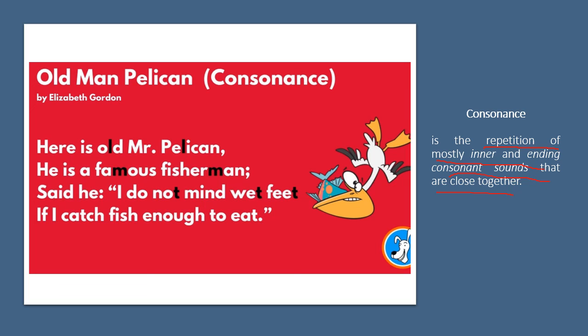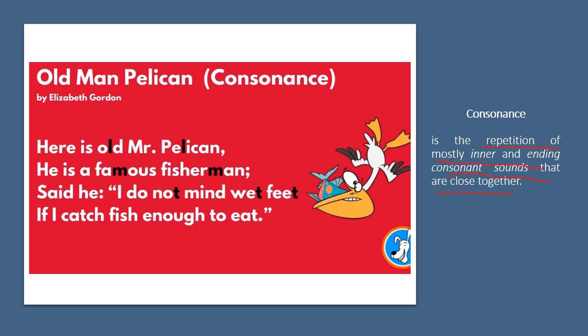Okay, so in alliteration, the repetition of the consonant sounds is at the beginning of the word, right? But here in consonance, it is usually in the center or inner part of the word. Like, for example, the word old, we have the letter L, and in Mr. Pelican, the sound is in the middle of the word, pelican. And for the word famous, we have the sound, and the fisherman sound.